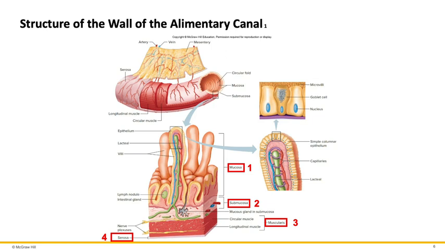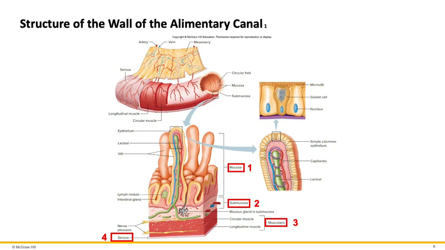The second layer, which is called submucosa, is immediately beneath the mucosa. This layer is made of connective tissue. In this layer, you can find blood vessels, lymphatic vessels, and nerves. The function of submucosa is nourishment of the mucosa and also carrying absorbed nutrients away.